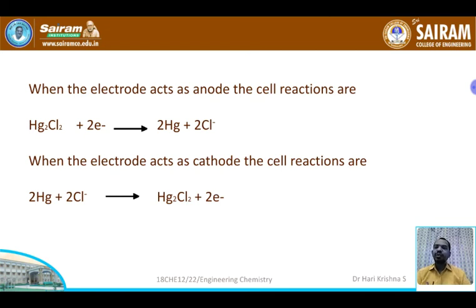So 2Hg plus 2Cl minus gives Hg2Cl2 plus 2 electrons. That is, the mercury will undergo oxidation to give Hg plus and 2 electrons. So mercury undergoes oxidation. If the metal acts as cathode, then the reverse reaction occurs, that is Hg2Cl2 plus 2 electrons gives 2Hg plus 2Cl minus. So these are the electrode reactions.